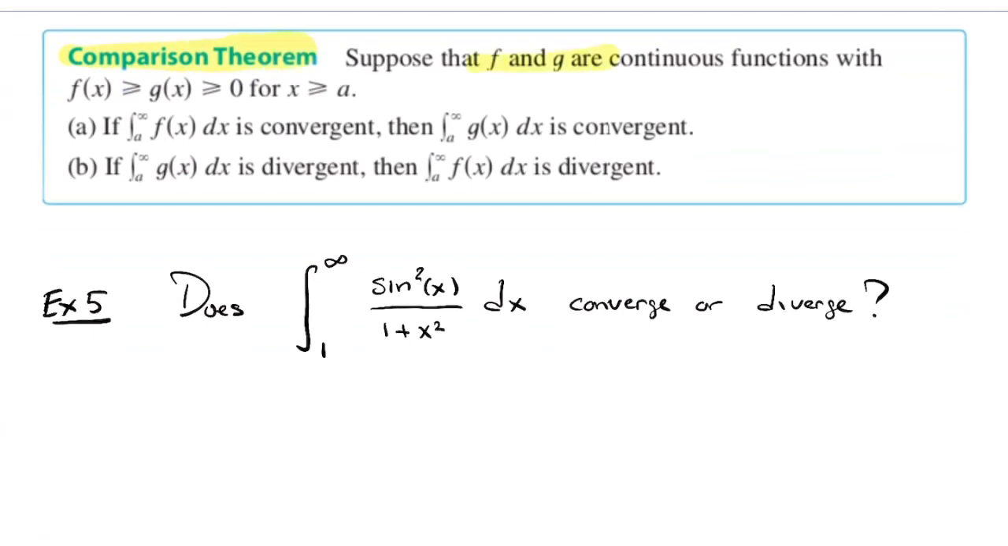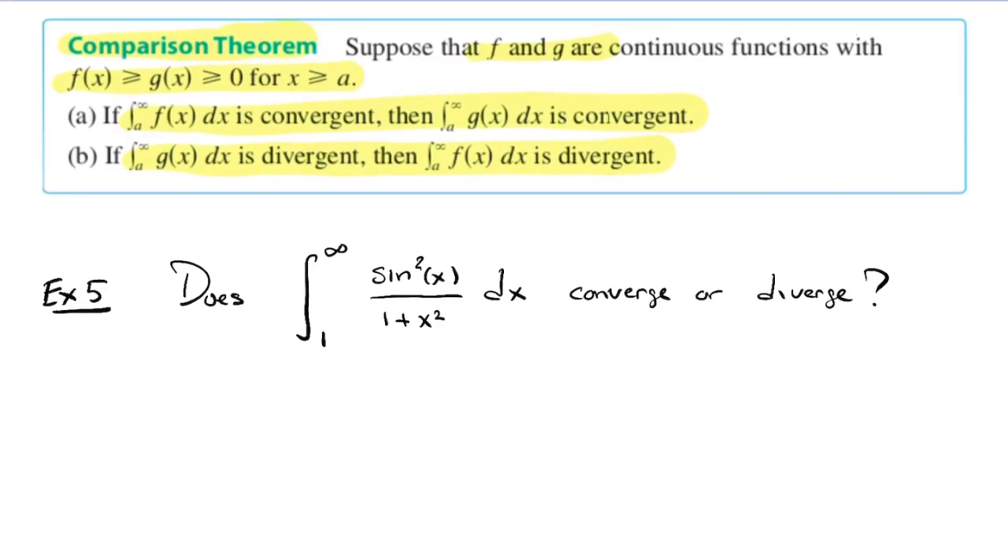You have a couple of functions, they're continuous. One of their y coordinates is greater than or equal to the other's. I'm using the same letters. These are the same two remarks. If the function on top converges, then the function on the bottom converges. If the function on the bottom diverges, then the function on the top diverges. So as a last example in this video, let's take a look at how you might use this.